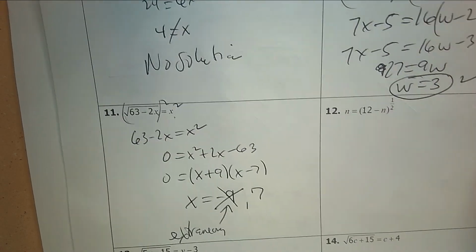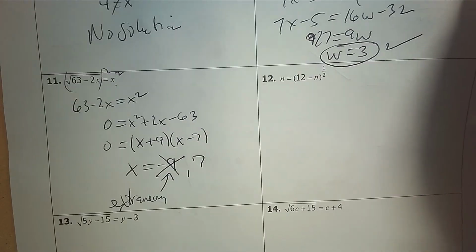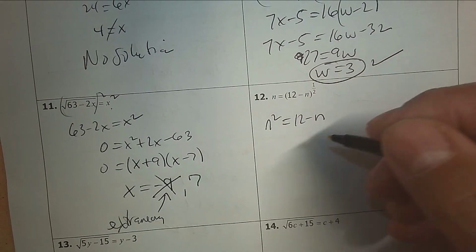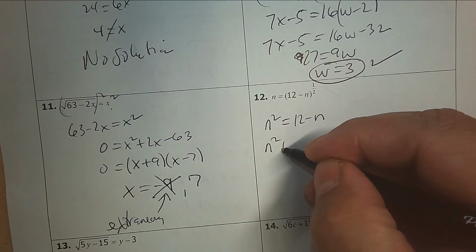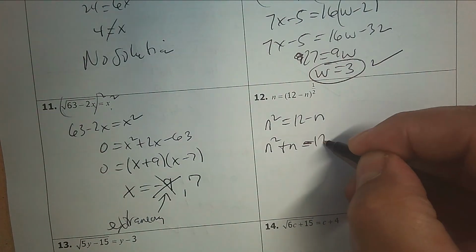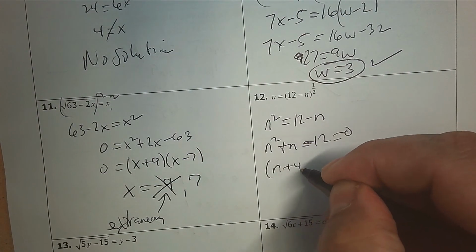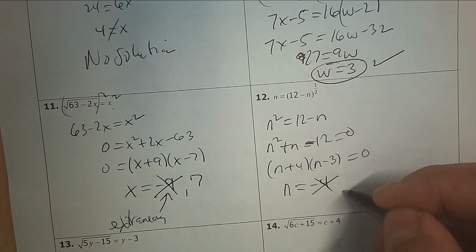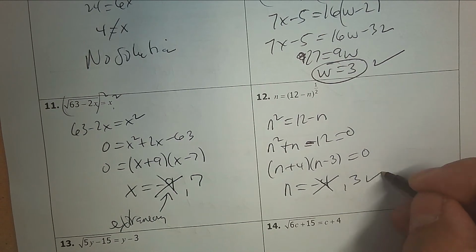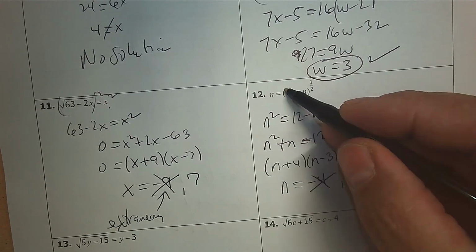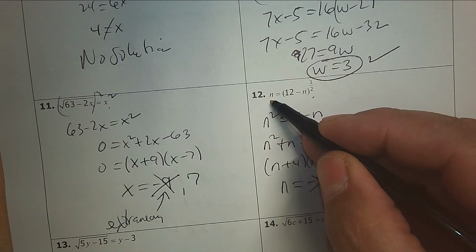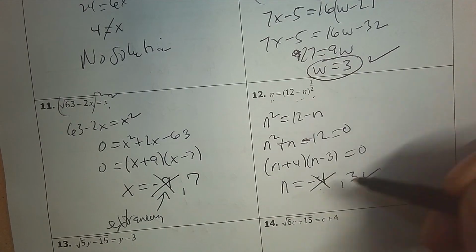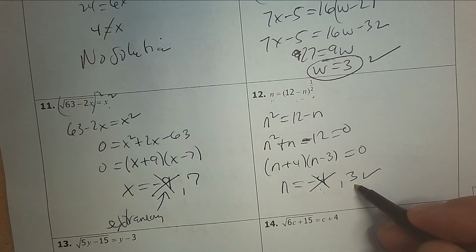An extra solution. Number 12, we're going to square both sides. So you have n squared, 12 subtract n. Again, we need to be careful of the same thing. We're going to add n and subtract 12 so that when I factor this, and I get my two solutions, I know that negative 4 is extraneous and positive 3, that's the only good answer. Because we have the square root of something equaling n, n can't be negative. You can't have the square root of a number equaling a negative answer. So the only solution that works is 3.